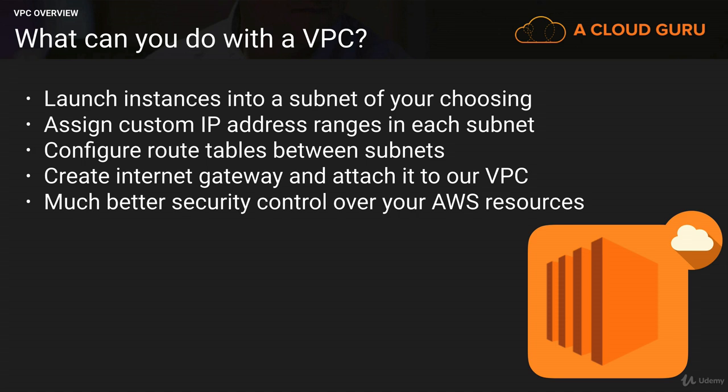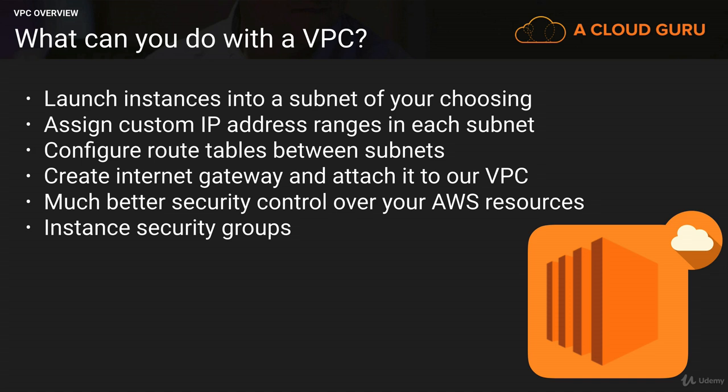You're going to get much better security control over your AWS resources. This is because you can use things like network ACLs to block specific IP addresses, for example. You can also move instances into private subnets, so that stops people from being able to access them.